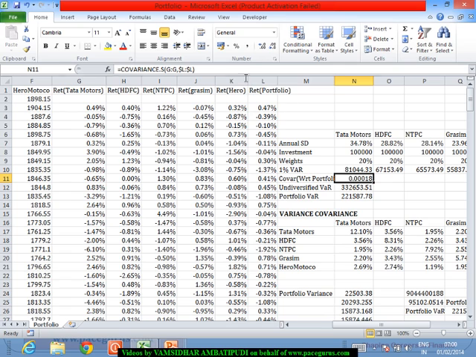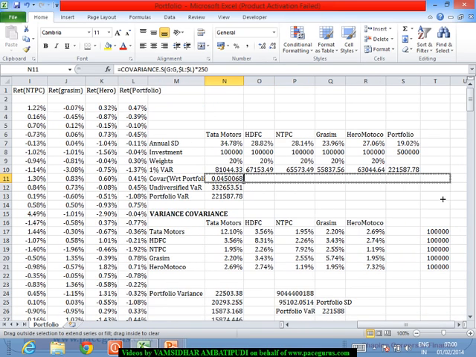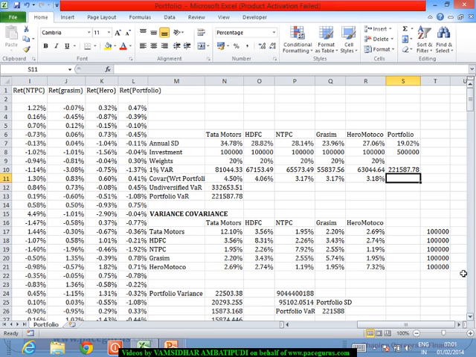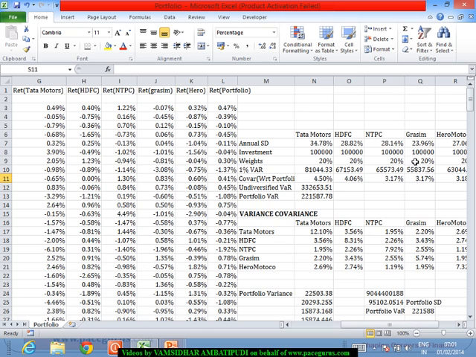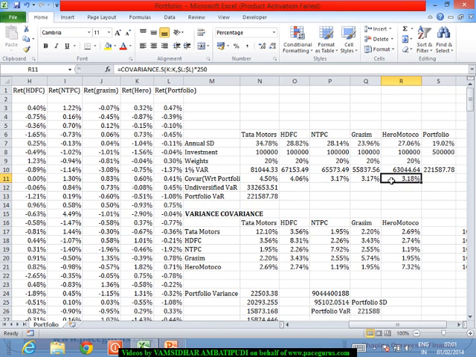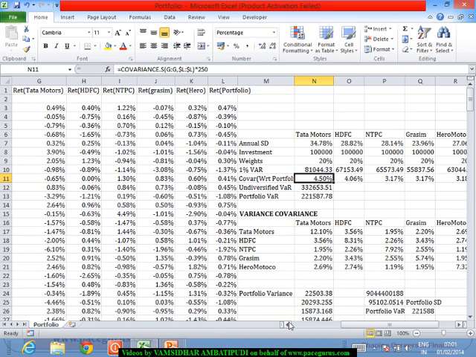This I need to multiply by 250. So this is the covariance of the securities' returns versus the portfolio returns. Now all we are saying is, this is the covariance of the securities' returns with respect to the portfolio's returns. What we see is, at least for these three securities, the covariance is more or less the same. It is much higher in the case of Tata Motors.